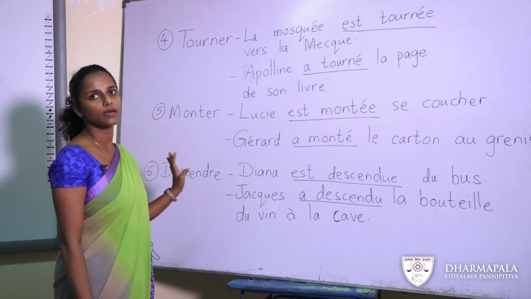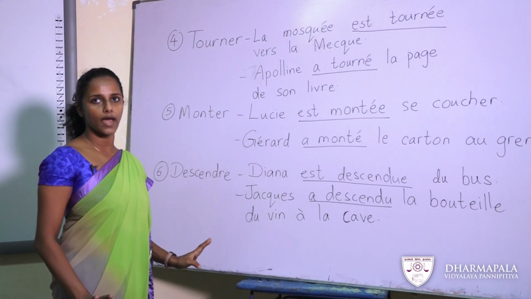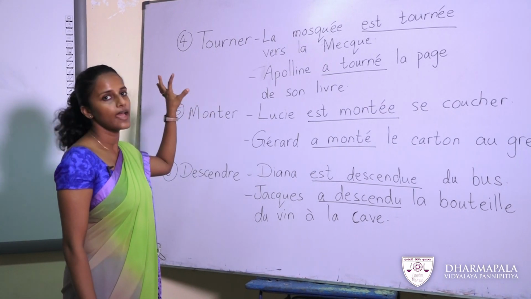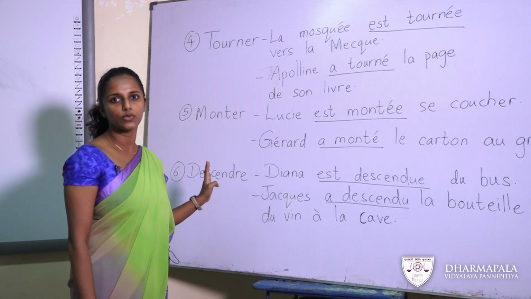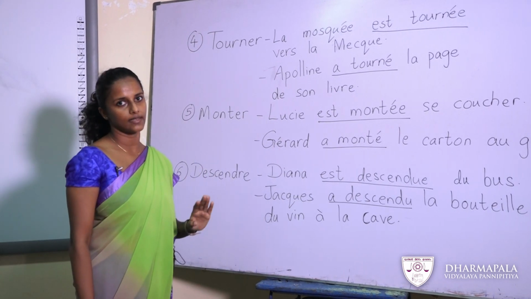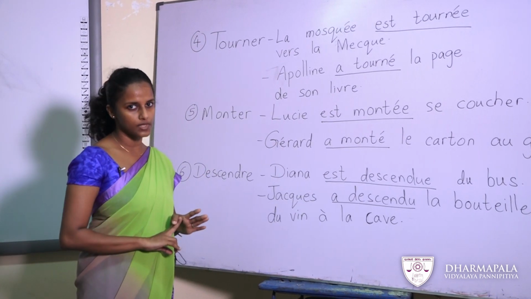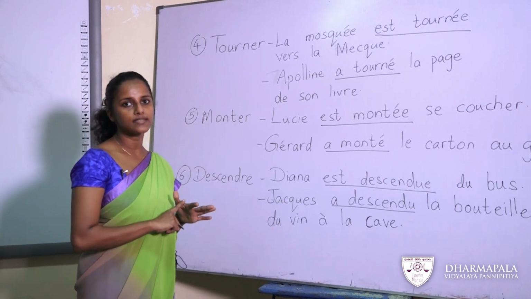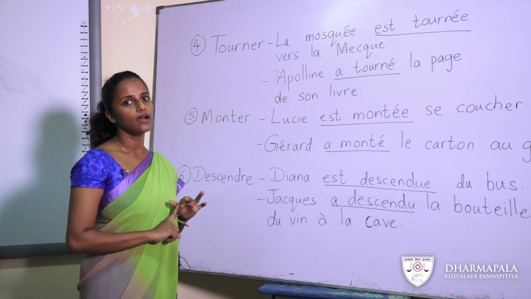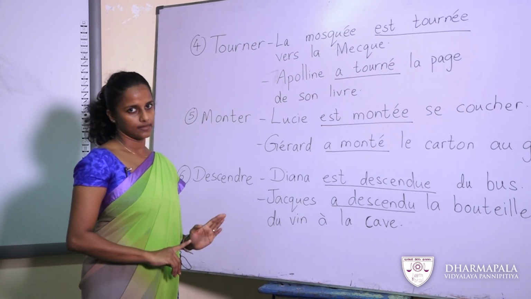Now, these 6 verbs you can use both with avoir and être. You have to learn by heart and keep in mind that there are 6 verbs which we can use with both avoir and être. Other than that, all the verbs are avoir verbs, and there are 16 être verbs, plus all the pronominal verbs are used with être.